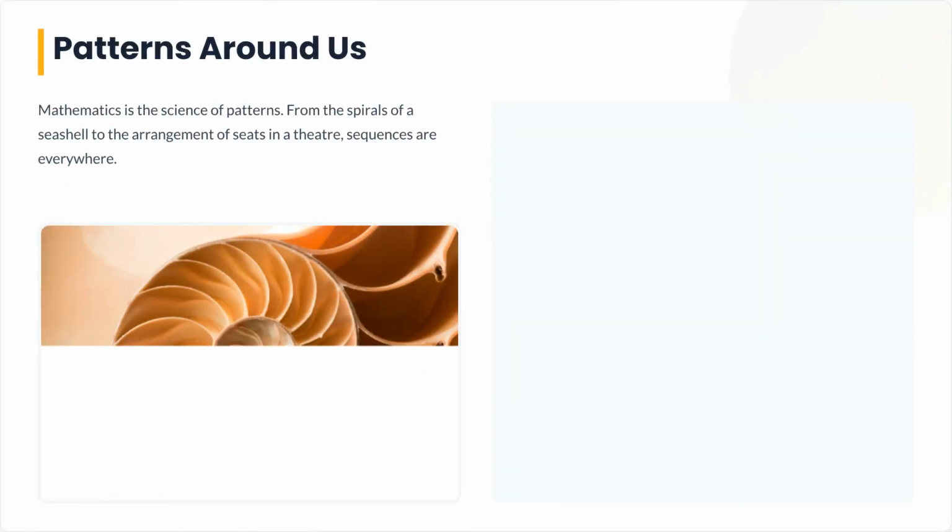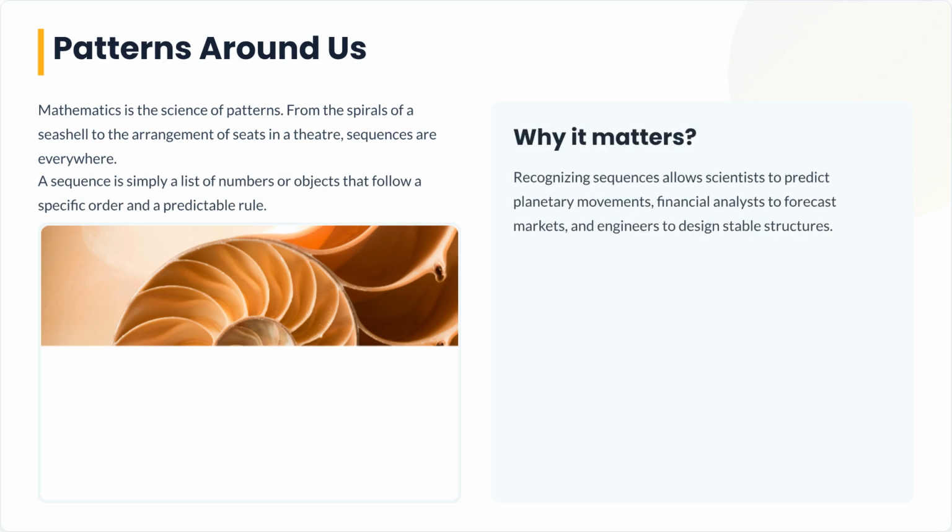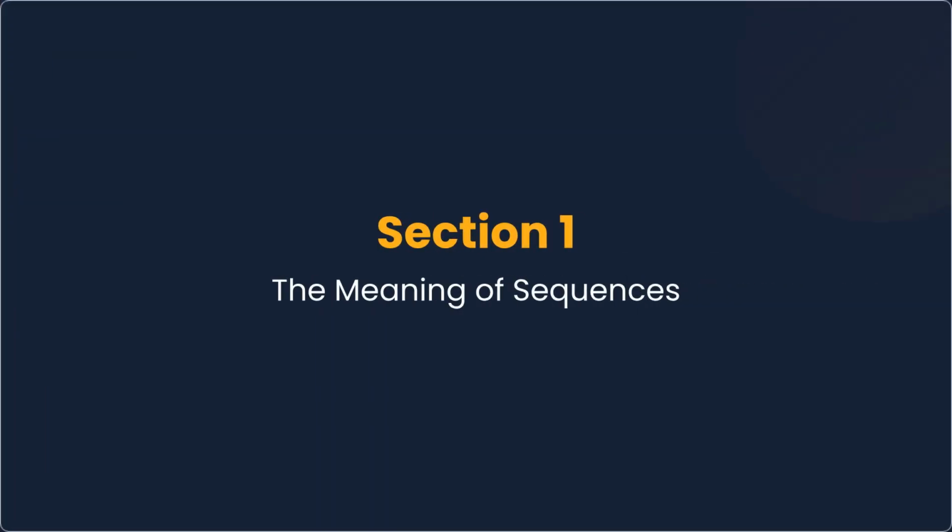Mathematics is the science of patterns. Sequences are lists of numbers or objects that follow a specific, predictable rule. They are crucial for scientists, financial analysts, and engineers to make predictions and design stable structures. Let's begin with Section 1, the meaning of sequences.